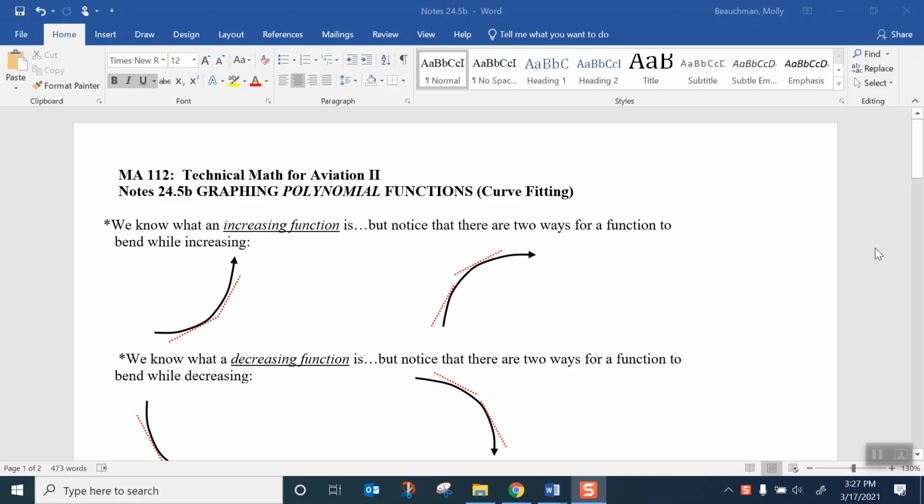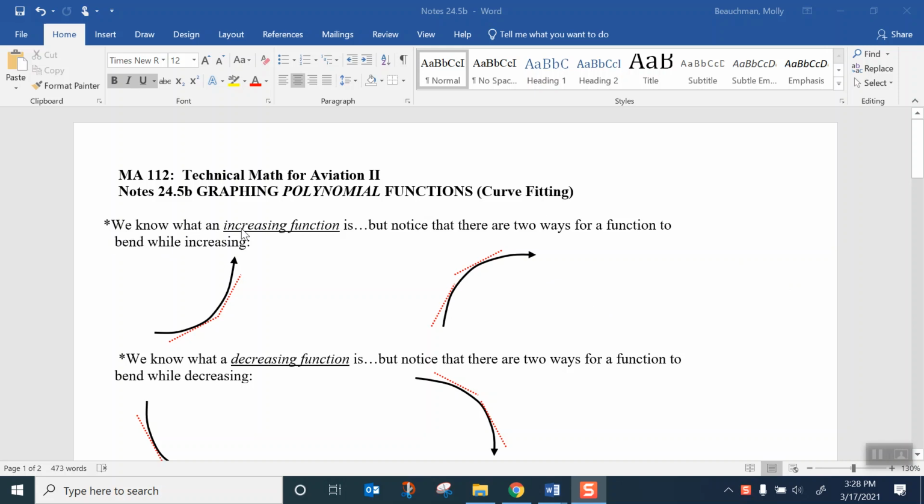In this video, we'll take a look at curve fitting. In the last video, we looked at increasing and decreasing functions and how to find relative maximum and minimum by using the first derivative. In this video, we're going to take a look at another idea, which is called concave up or concave down.